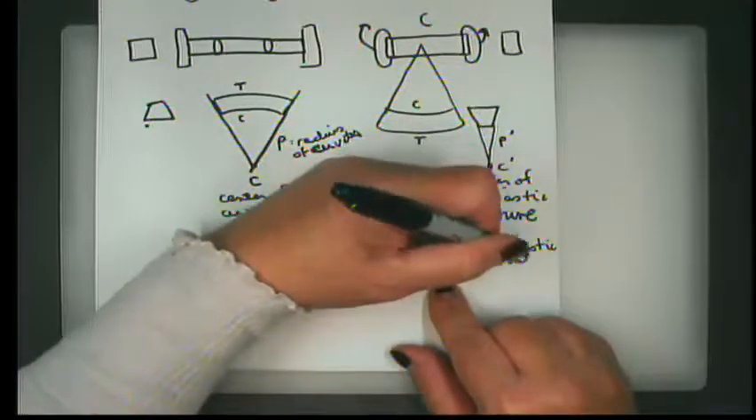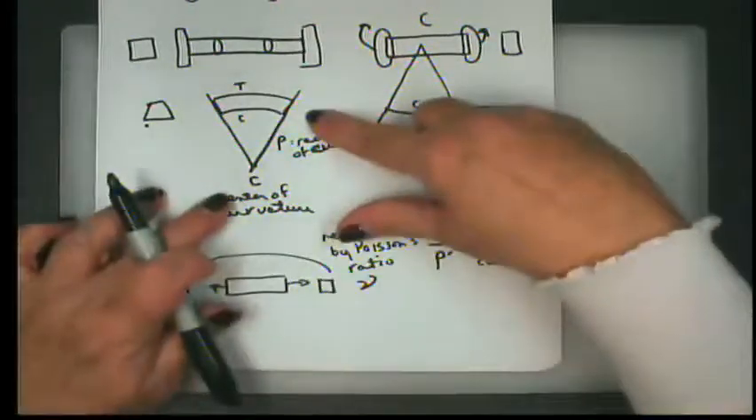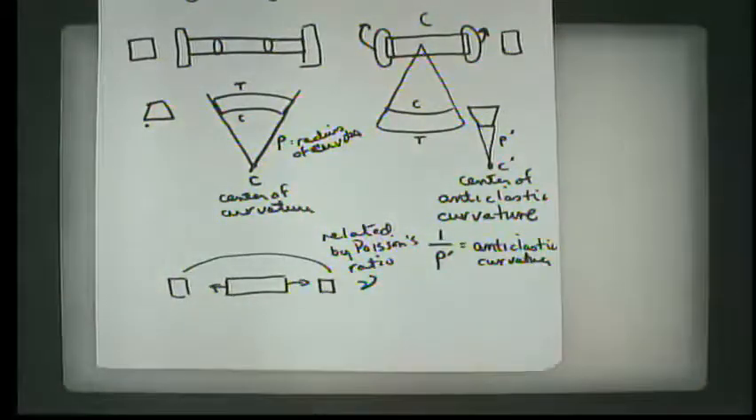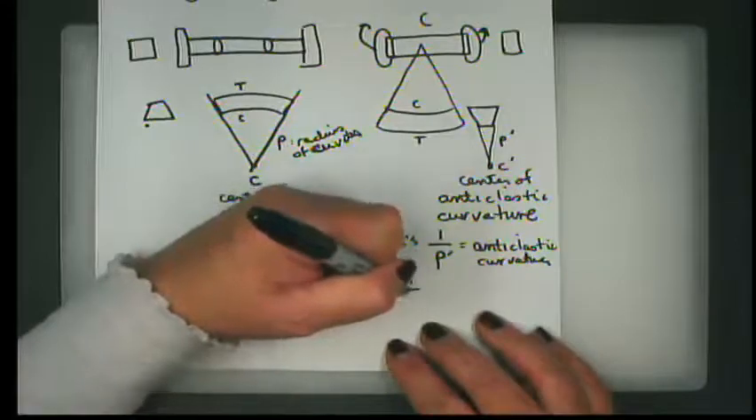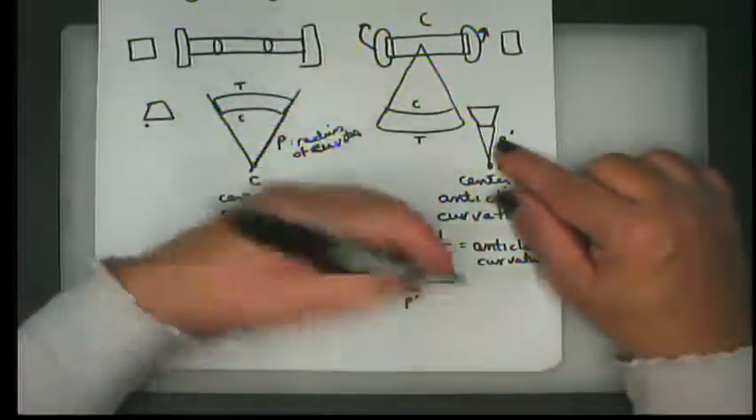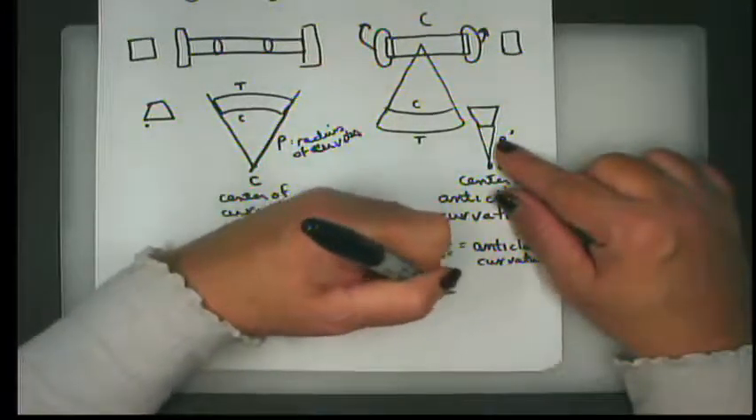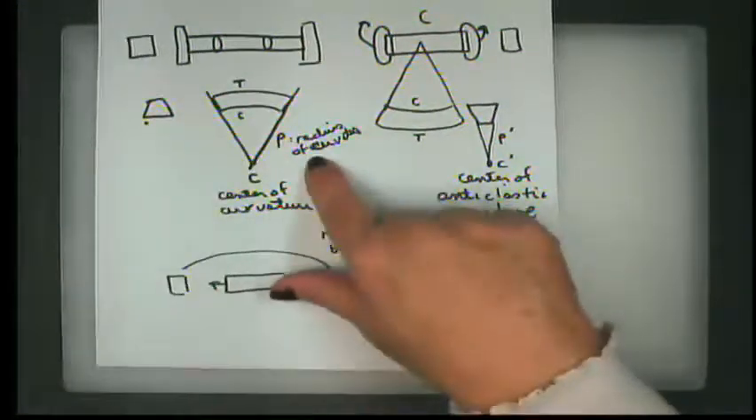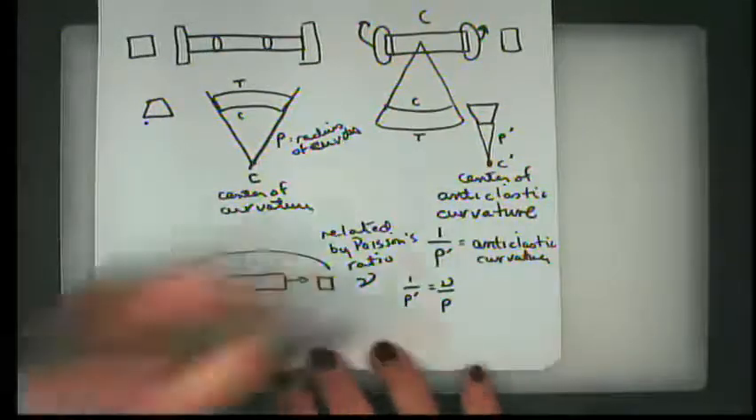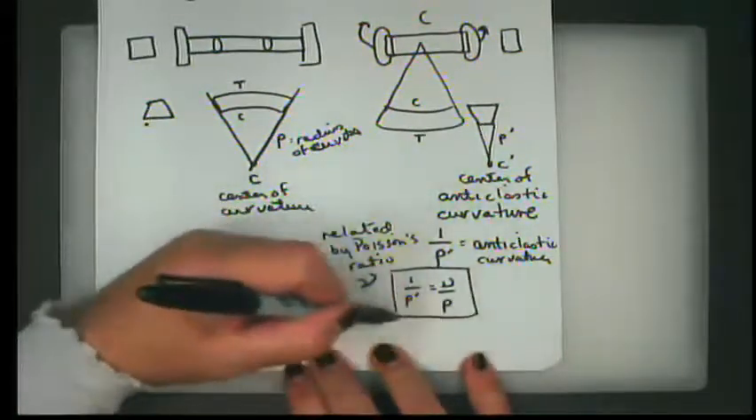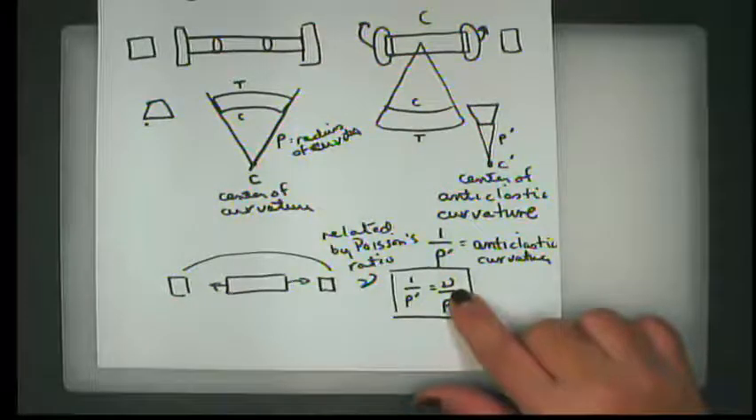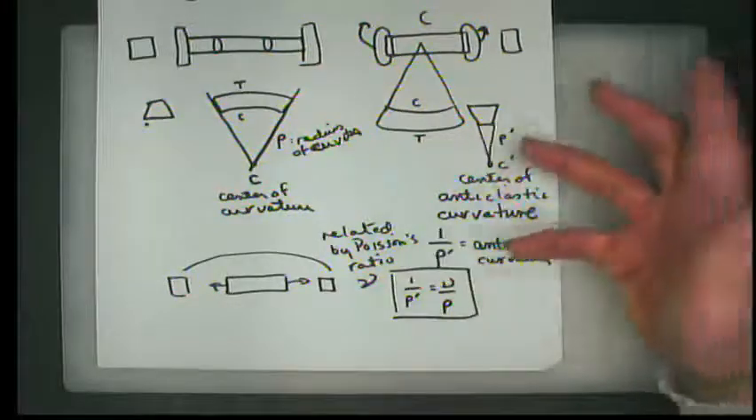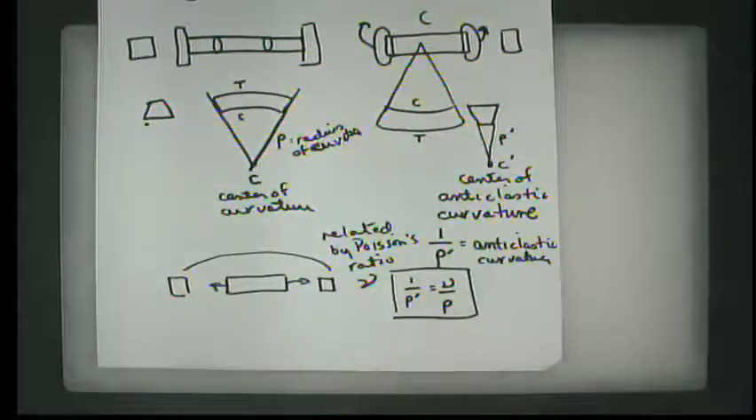So in other words, here we have dimensions of length. Here we have dimensions of length to the -1. But it turns out that anticlastic curvature for a prismatic member in pure bending is equal to Poisson's ratio divided by the radius of curvature on the axis. So once again, nu, or Poisson's ratio, relates what's happening on the axis to what's happening on the cross-section. And that value varies from material to material.